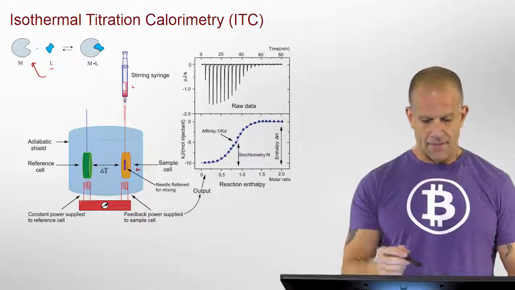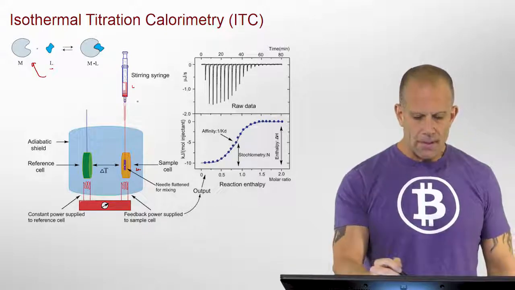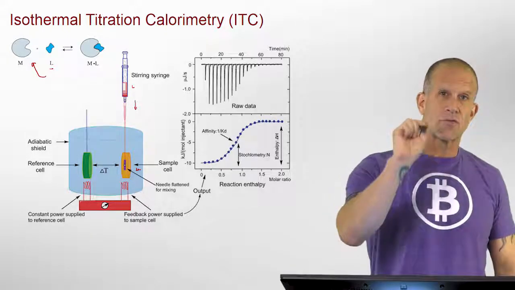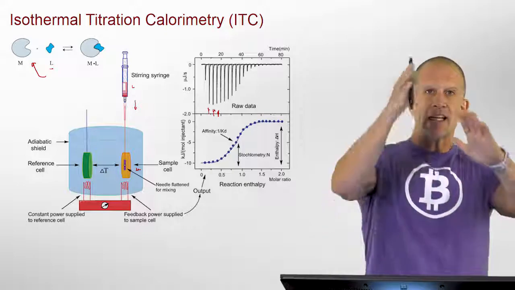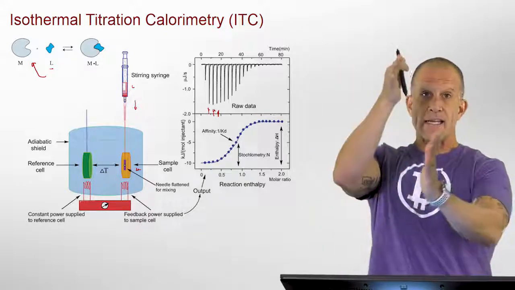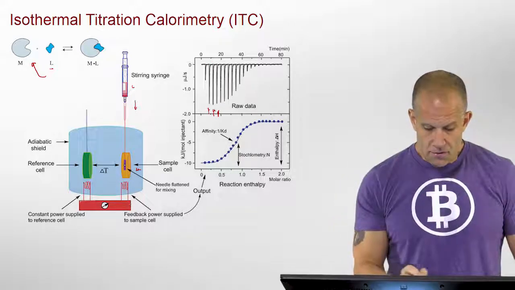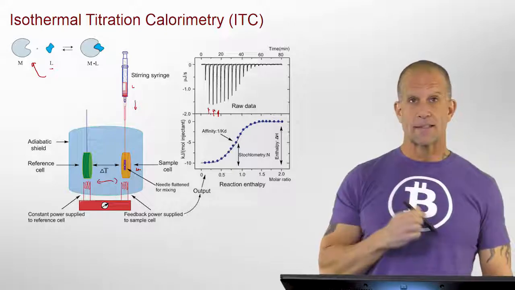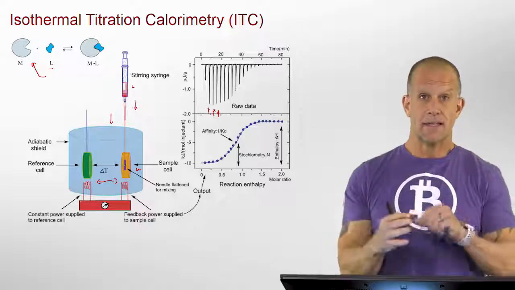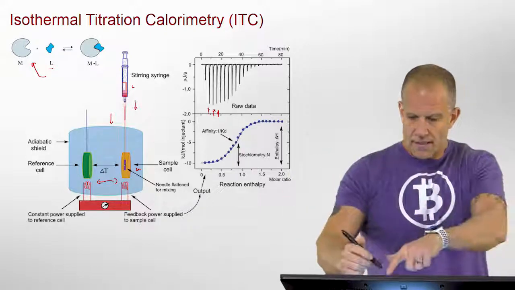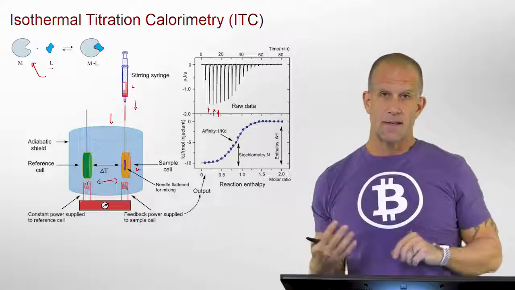You have a reference cell that has the buffer, or the solution minus the macromolecule. And you're titrating in discrete amounts of material one at a time and watching the heat effect as it goes in. You're then using this to keep it isothermal, at the same temperature. And this is also under constant pressure conditions. So when we're looking at these individually, under constant pressure, the heat involved is related to the enthalpy.